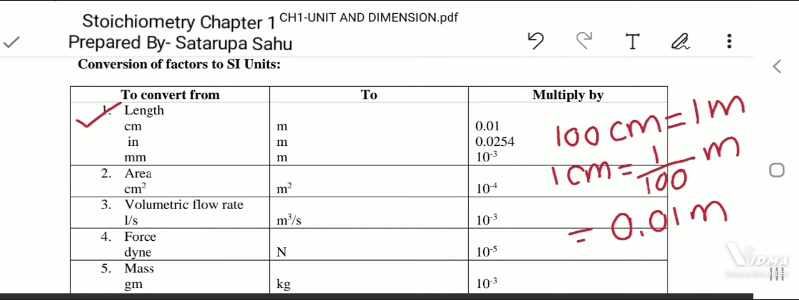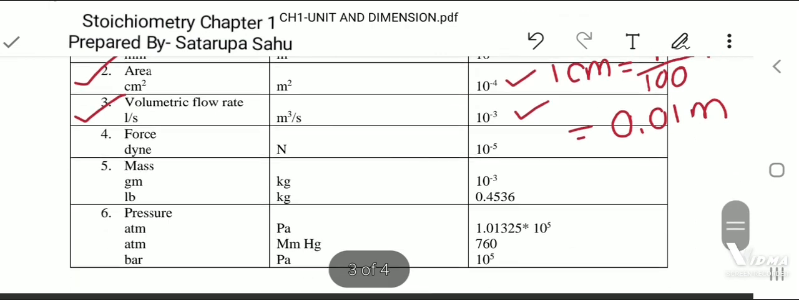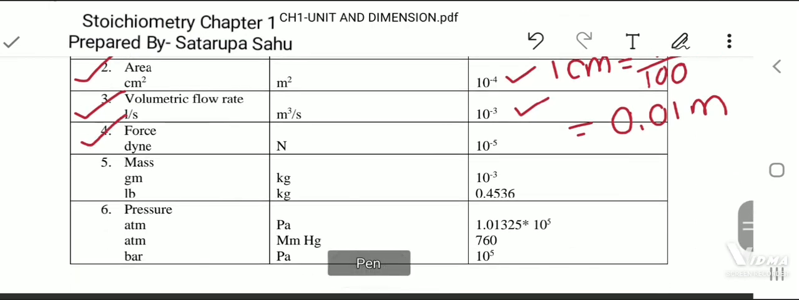Similarly, in order to convert 1 inch to meter, we have to multiply by 0.0254. In area, in order to convert 1 centimeter square to meter square, we have to multiply by 10 to the power minus 4. In volumetric flow rate, in order to convert 1 liter per second to meter cube per second, we have to multiply by 10 to the power minus 3. Similarly, in force, 1 Newton equals 10 to the power 5 dyne. So 1 dyne will be equal to how much? 1 divided by 10 to the power 5 Newton. So that is equal to 10 to the power minus 5 Newton.